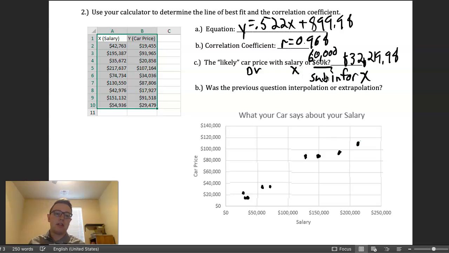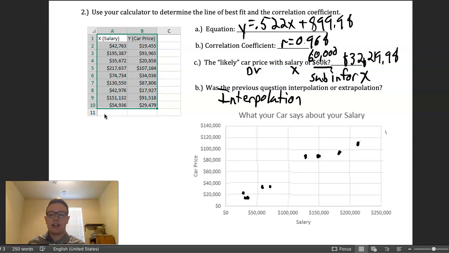Again, what do? All we do is we take our independent variable, we sub that value in for x. Now here's the question, was that interpolation? Was it inside of our data or was it outside of our data, extrapolation? Well, we look, 60,000 is very much inside of the data that we have, making this interpolation. Meaning we're also good to go, we don't have to worry about being careful about extrapolating.